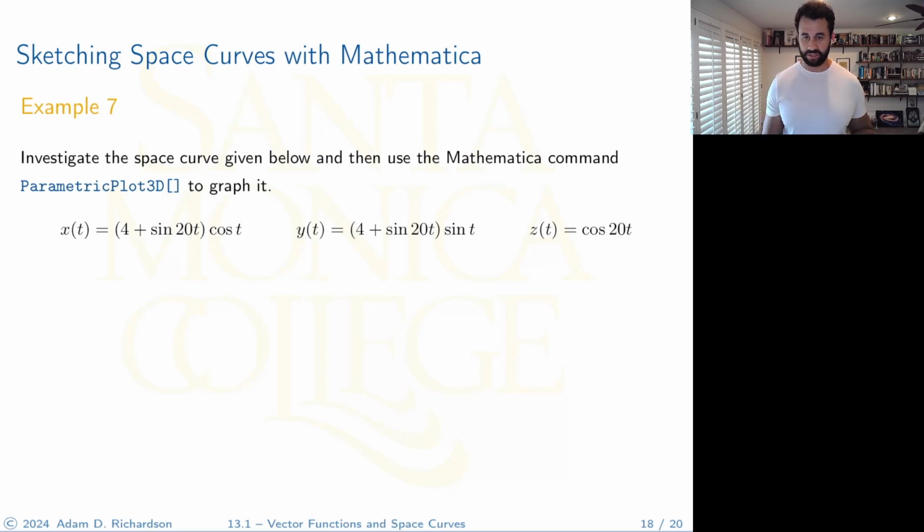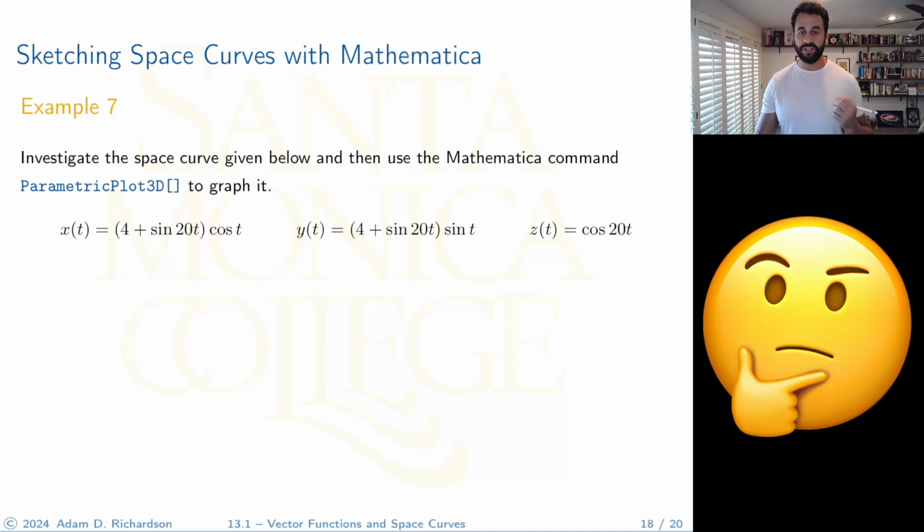We're gonna look at Mathematica in just a moment here, but it says to investigate the space curve given below, and then use the Mathematica command ParametricPlot3D to graph it. So here's what I want you to do for this one. I really want you to lean into your intuition a bit here and look at these component functions and ask yourself how that affects the behavior in those particular directions.